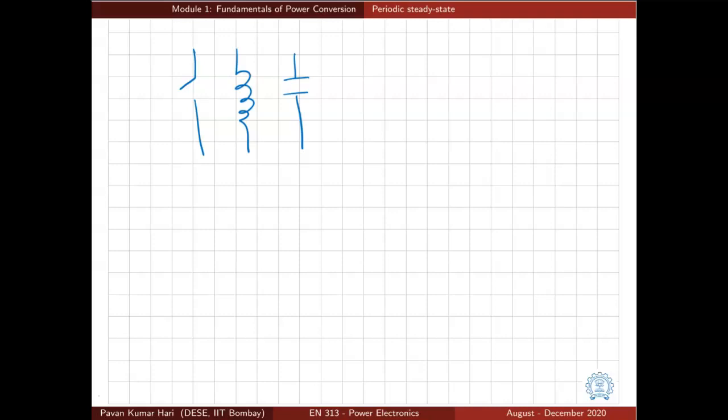And we need to apply KVL in each state. What do we mean by state here? A state represents a combination of the switch conditions. For example, S1 on, S2 on, S3 off, S4 off is a state in our previous examples. So by applying KVL, Kirchhoff's voltage law, in each state, we can get a relation between the voltage that we need, that is the output voltage, and the voltage that we have, which is the input voltage.